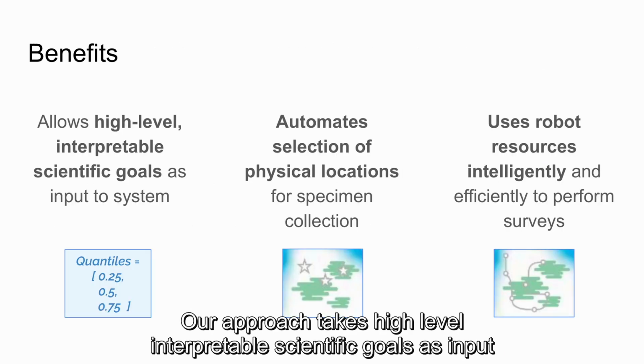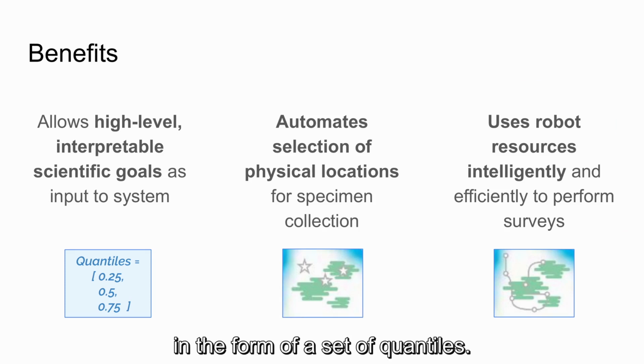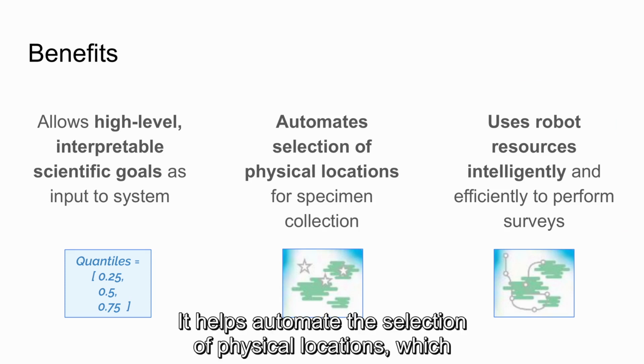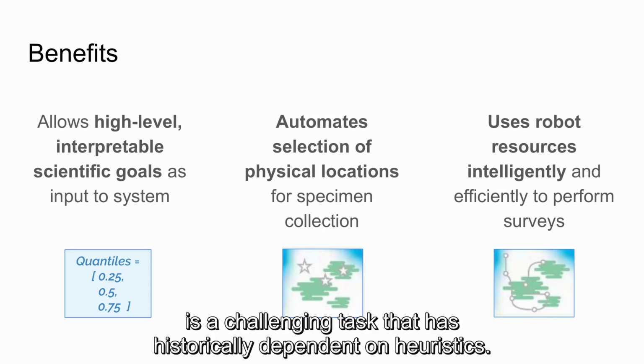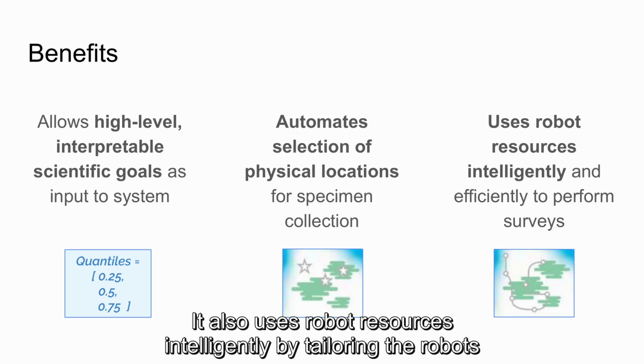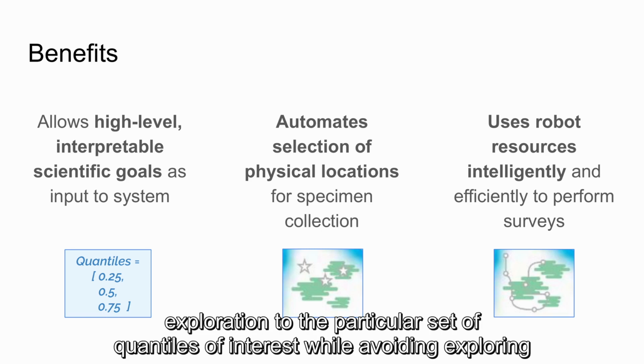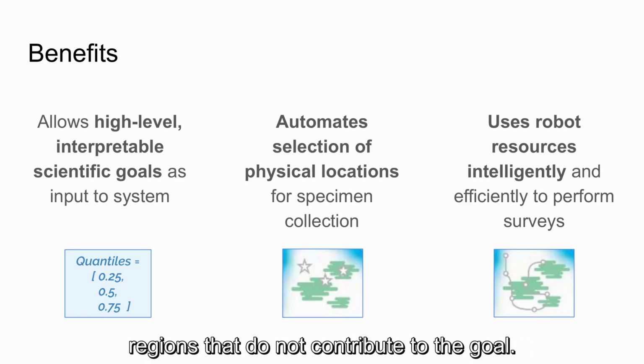Our approach takes high-level interpretable scientific goals as input in the form of a set of quantiles. It helps automate the selection of physical locations, which is a challenging task that has historically depended on heuristics. It also uses robot resources intelligently by tailoring the robot's exploration to the particular set of quantiles of interest, while avoiding exploring regions that do not contribute to the goal.